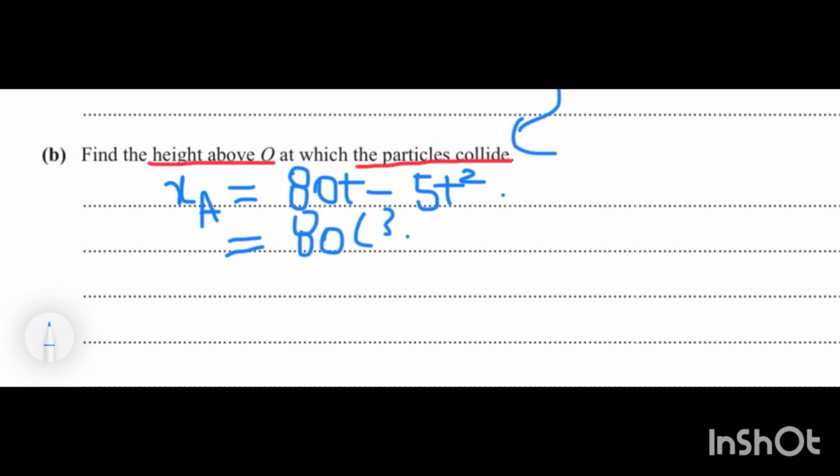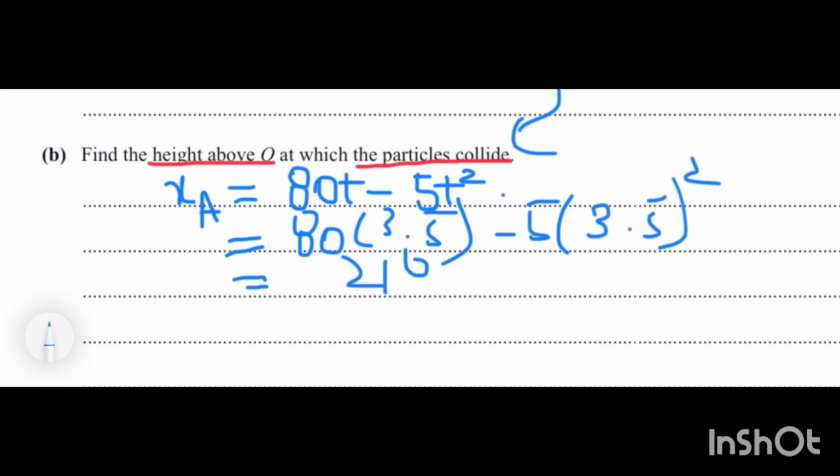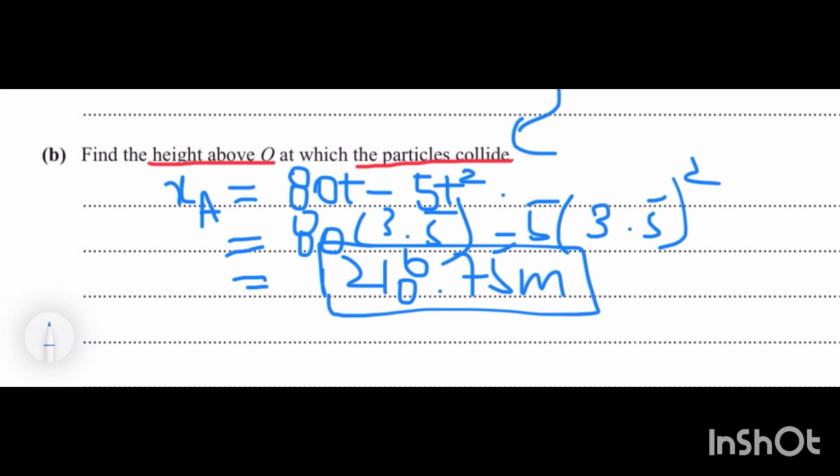So we said that the displacement of A, or the distance traveled by A, was 80t minus 5t squared, and substituting this value of t, we get 80 times 3.5 minus 5 times 3.5 squared. We get 218.75 meters. So this is the height above O at which the particles collide.